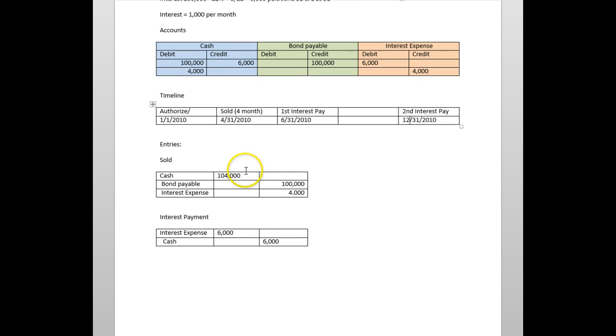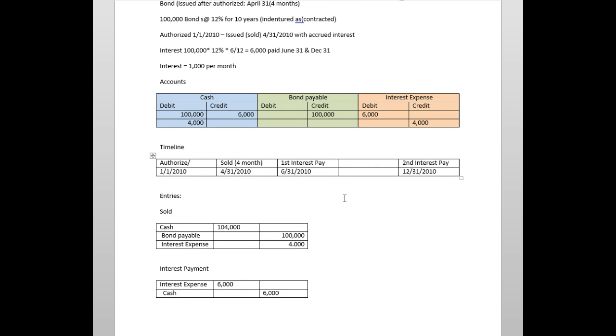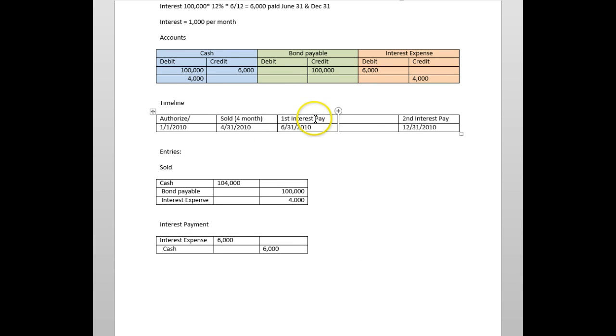So I'm going to receive $104,000 in cash. $4,000 is the interest, so they're going to pay for that. I'm going to credit my bonds payable, and I'm going to credit my interest expense. Again, on June 31st, I'm going to come down and pay the $6,000 and put it in interest expense. And this is what it does. I already have a credit in my interest expense.